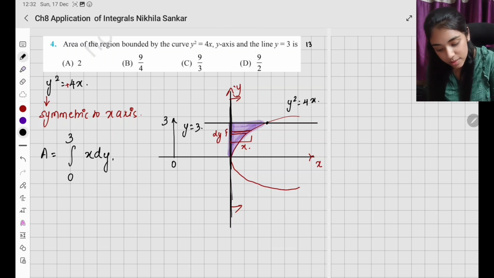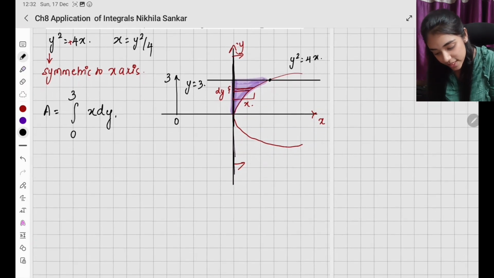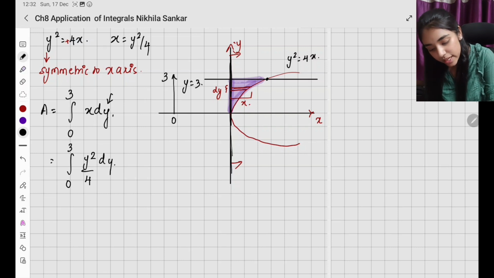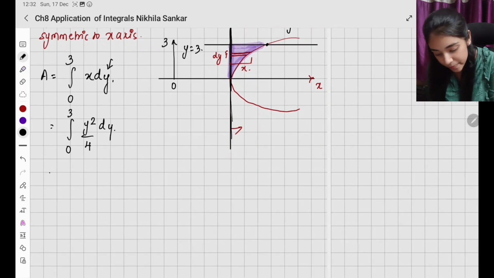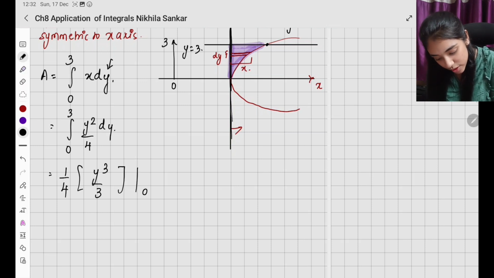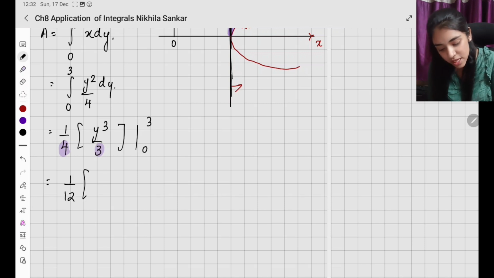Understood? So now what am I going to put in place of x? I have x equals y square divided by 4. So when I substitute that, I have integral 0 to 3 of y square divided by 4 times dy. My variable of integration is going to be y. So when I take 1 by 4 outside and integrate y square, I have y cube divided by 3. You remember integration, right? From 0 to 3. So I'll take the constant outside. Here I take the 3 outside and multiply it. So I have 1 by 12 times y cube.